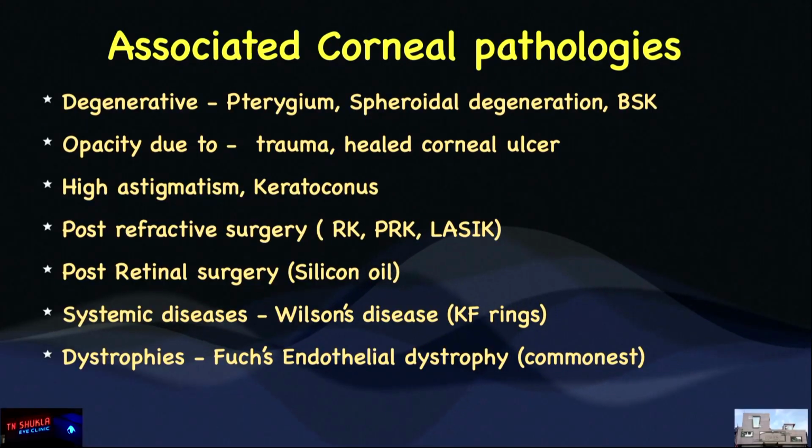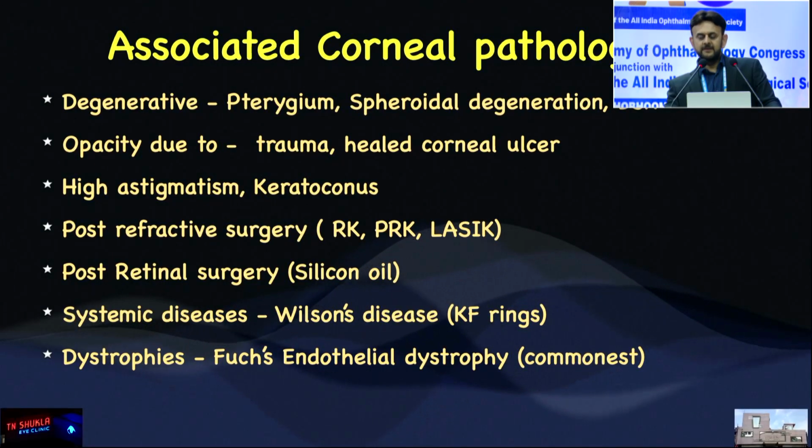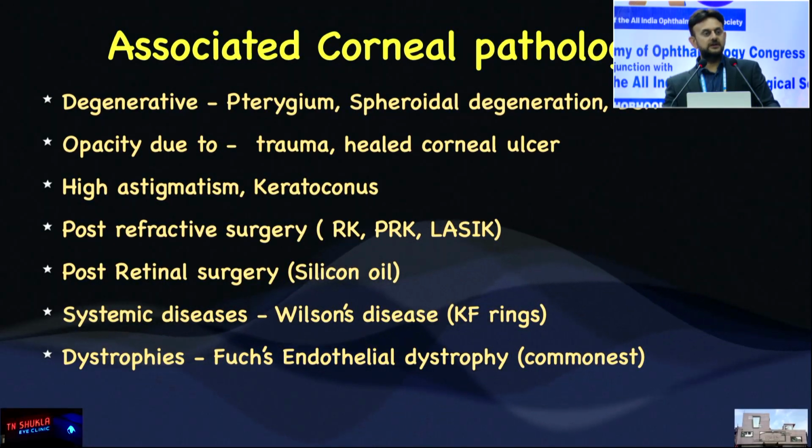I'll be talking about cornea and clarity, shedding light on cataract management with coexisting corneal pathologies. So basically, what are the associated corneal pathologies we are talking about? It could be a degenerative pathology, pterygium, a spheroidal degeneration, or a BSK. Then you can have opacity due to trauma or a healed corneal ulcer.